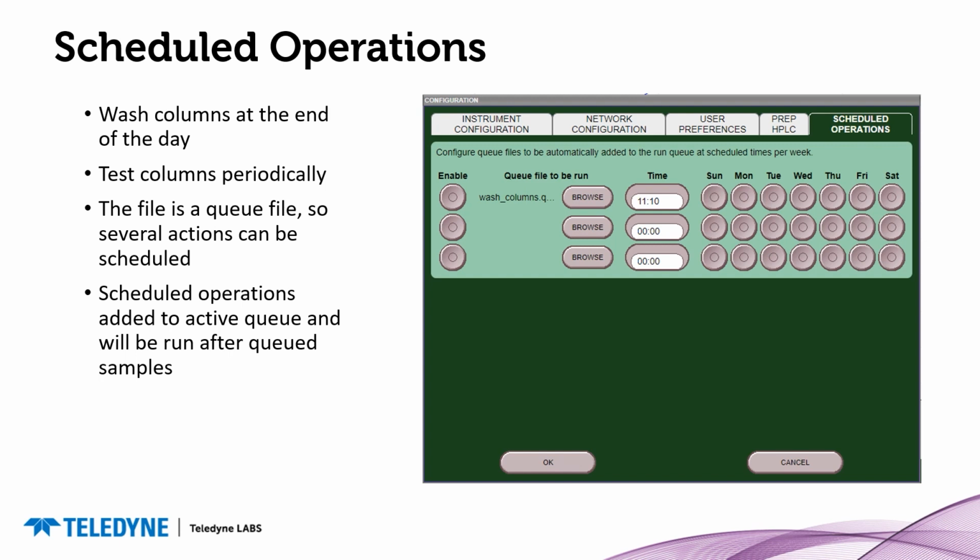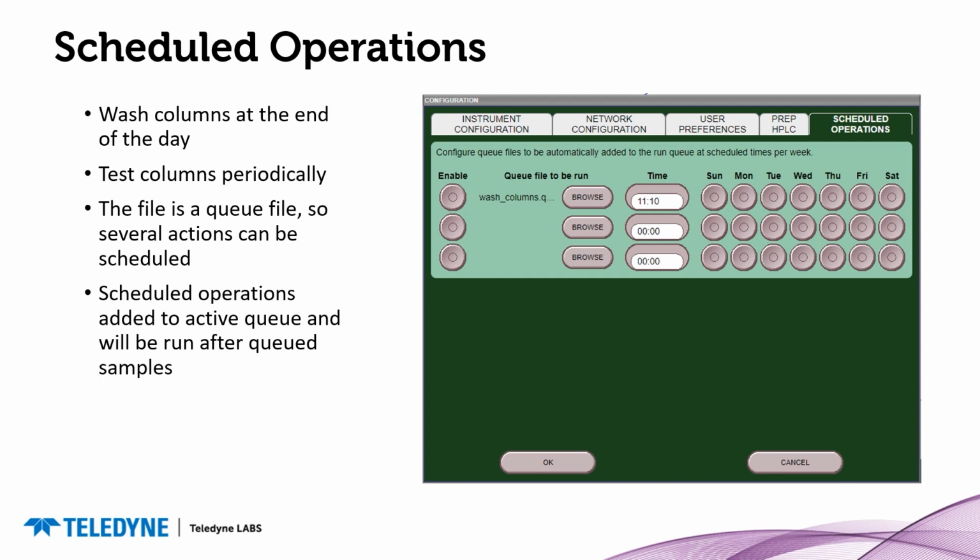There are many benefits to this feature. You can wash the columns at the end of the day, and this will remove buffers and modifiers and improve the column life, especially if you're using silica-based columns. You can periodically run reference compounds to verify the correct retention time. If the system is running samples at the time that the scheduled operation is supposed to occur, the scheduled operations will be appended to the current sample queue, so it will be run.